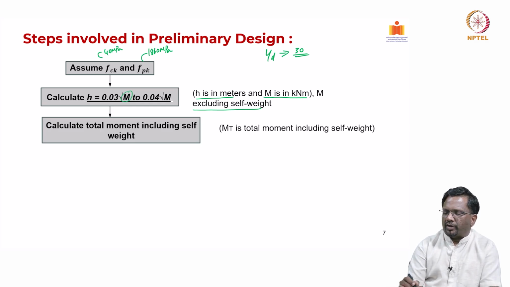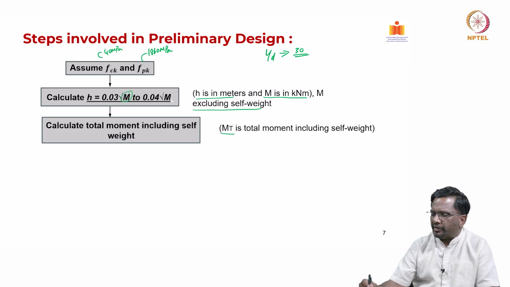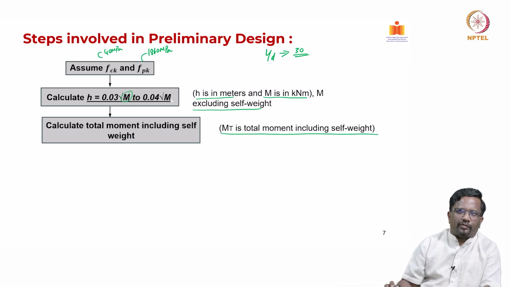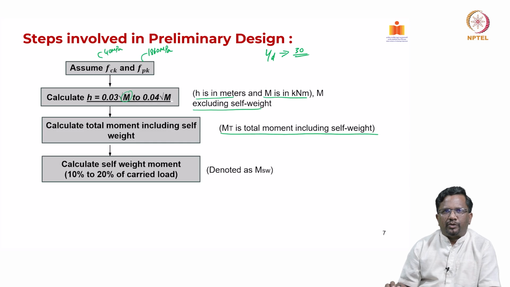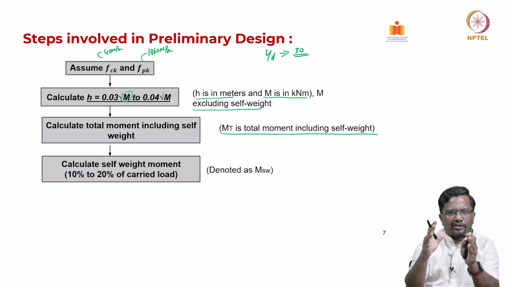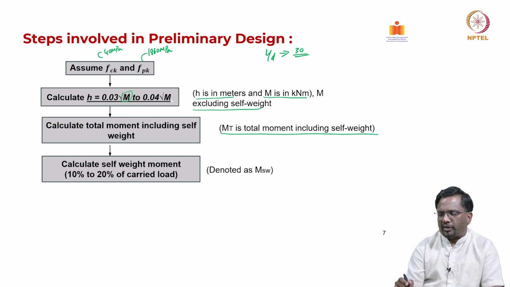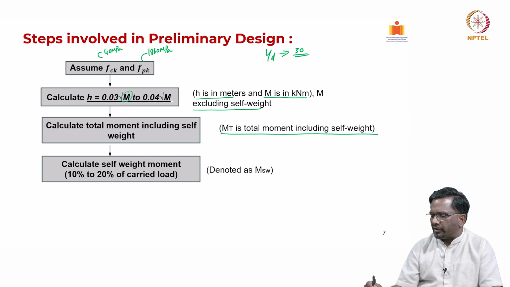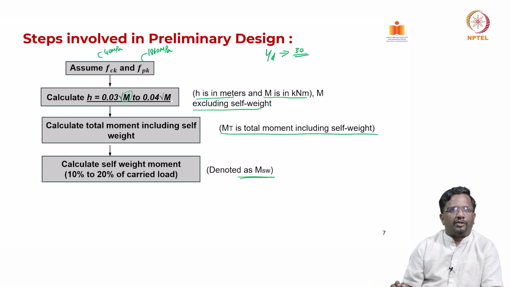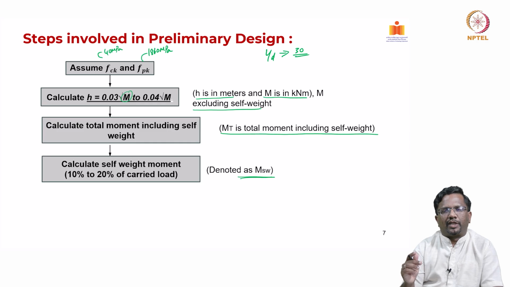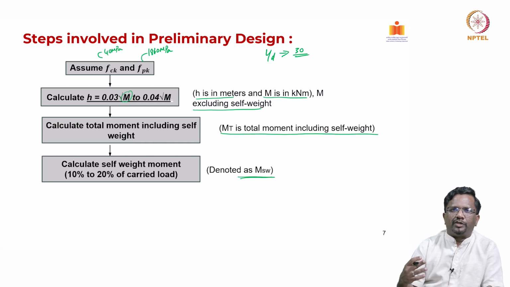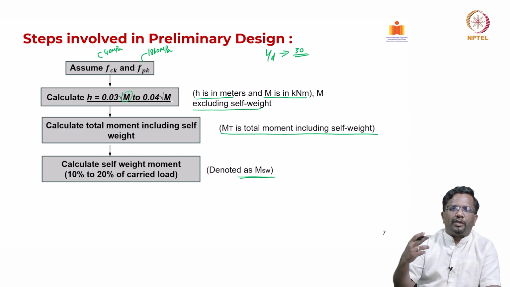Now, the next step is to calculate the total moment including self weight, where MT is defined as the total moment including the self weight. We have still not assumed the entire sectional shape. So, we can say that 10 to 20% of the total moment is carried by self weight moment, typically denoted as MSW. And this is an assumption, again we have to check. That is why I said design is an iterative process. You assume certain things, come up with a preliminary design and then you optimize your design.